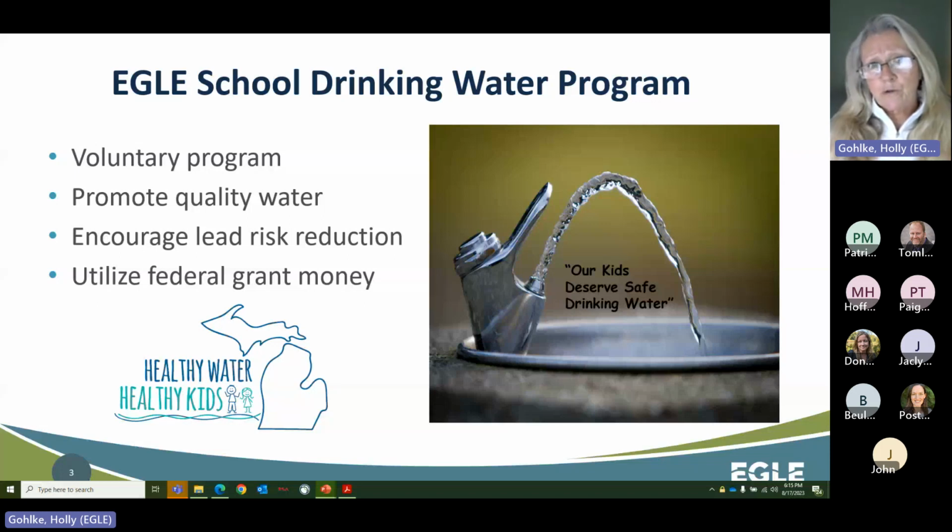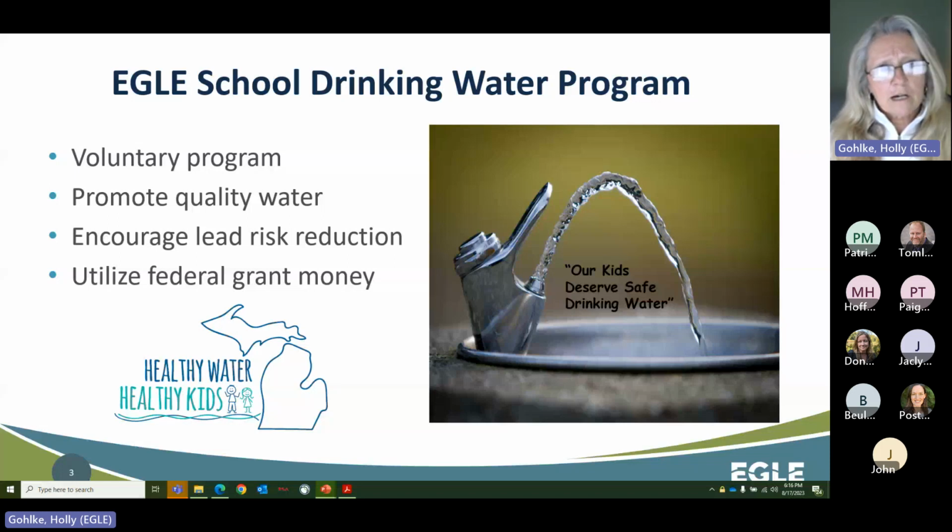I try to determine, is this an individual fixture problem or is this a building-wide problem? And then I do consulting with the school or the child care administrator to figure out how we can reduce that lead risk.